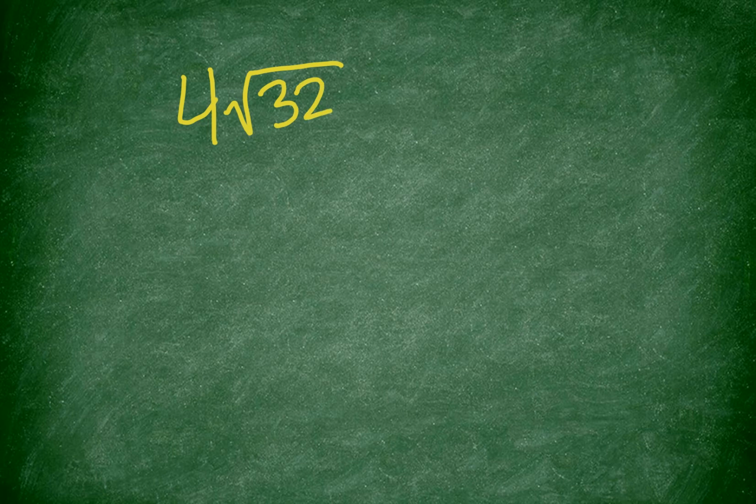Alright, so 32 is divisible by 2. So I'm going to say 2 times 16. Now, look at that and say, can I bring that 2 down further? No, I can't. What about 16? Well, when I think of the number 16, I think, hey, that's a perfect square, because 4 times 4 is 16.